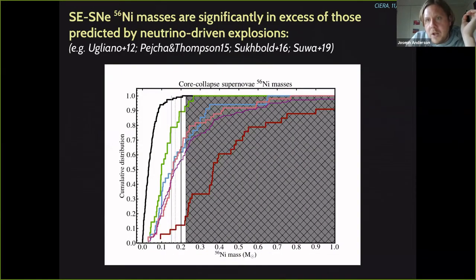Another interesting thing is if you compare to the predictions by neutrino-driven explosions, the dominant type of explosion that we think is happening in core collapse supernovae, these explosion models really fail to produce anything much above 0.2 solar masses. These are the different references for the gray lines here, and the thatched region is everything that's basically ruled out by these studies. For the broadline 1Cs, the majority of the population is producing more than 0.2 solar masses. But even for the other stripped envelope supernovae, they have estimated nickel masses in excess of what explosion models can produce.